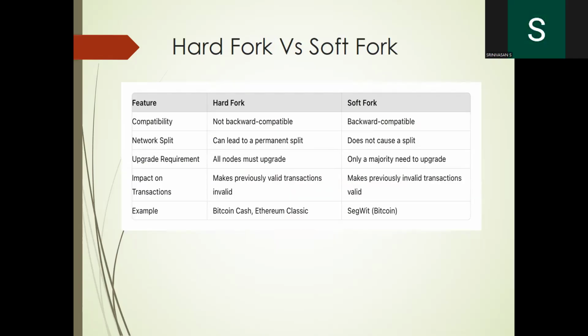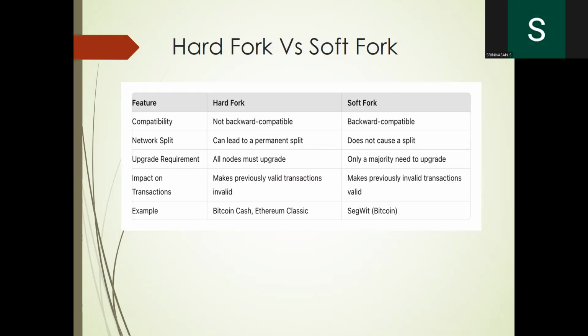So this slide shows the differences between the hard fork and soft fork. Hard fork is not backward compatible, but soft fork is backward compatible. Hard fork leads to a permanent network split, but soft fork will not create any split, and all the nodes will be upgraded after the hard fork happens in the blockchain network, but the soft fork doesn't allow any major changes there.